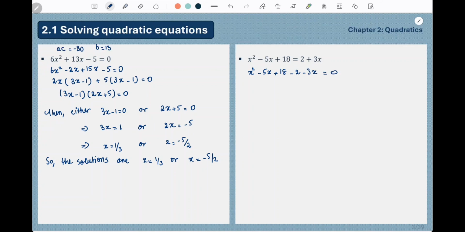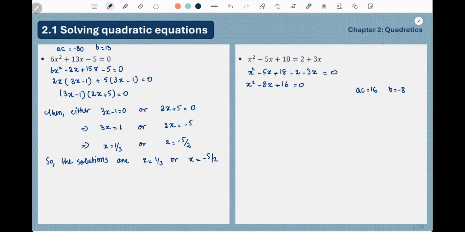So here, when you put them to the other side, they change sign, so it becomes minus 2 and minus 3x. And now we're going to get onto simplifying, so x squared stays the same, minus 5 and minus 3, minus 8x plus 16 equal to 0. Okay, so we've got to factorize this expression. So as I said, my ac here is 16, because a is 1, c is 16, and my b is minus 8.